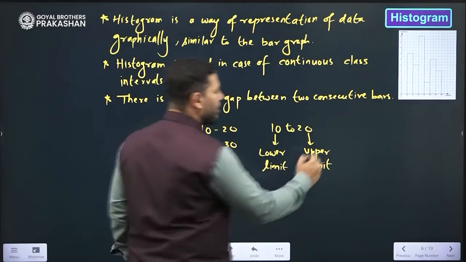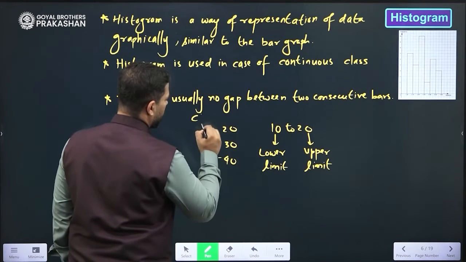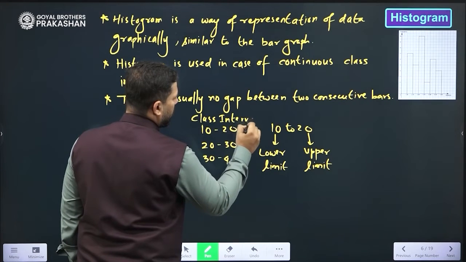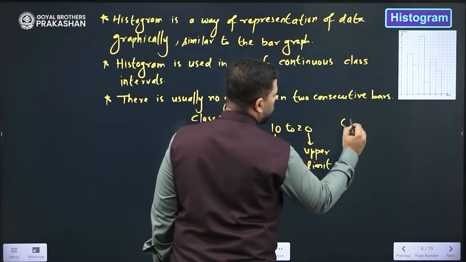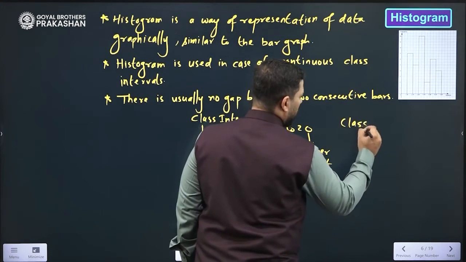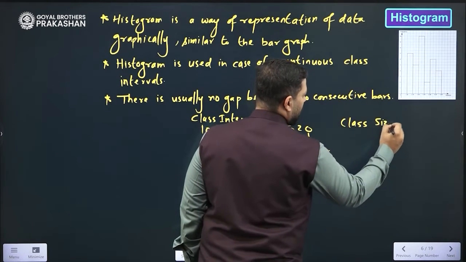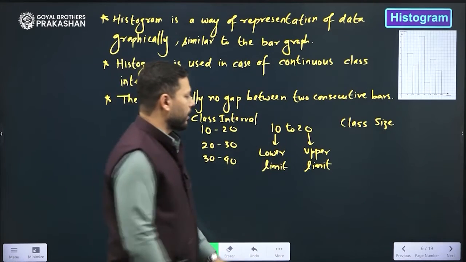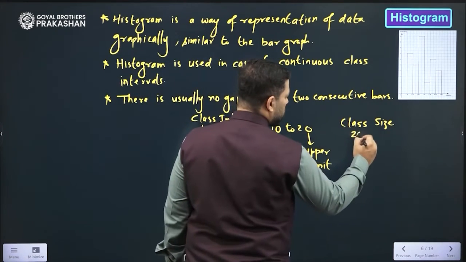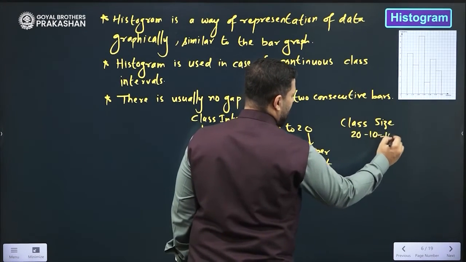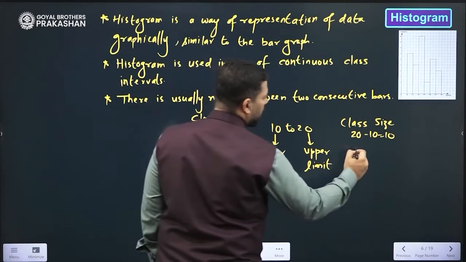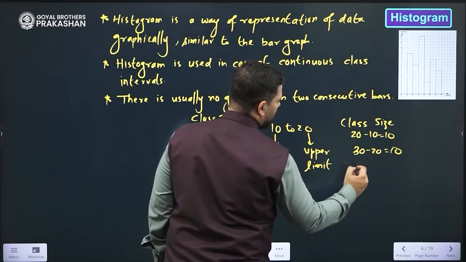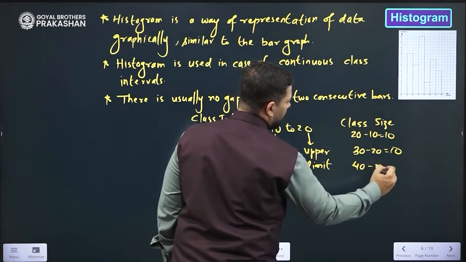Also the class mark, this is what this is all about, the class interval, and this is going to be class size. So what is class size? Class size is the difference between the upper limit and the lower limit. So for this it is going to be 20 minus 10, that is 10. For the next one, 20 to 30, it becomes 30 minus 20, that is 10. Then it is next 40 minus 30, that is 10.